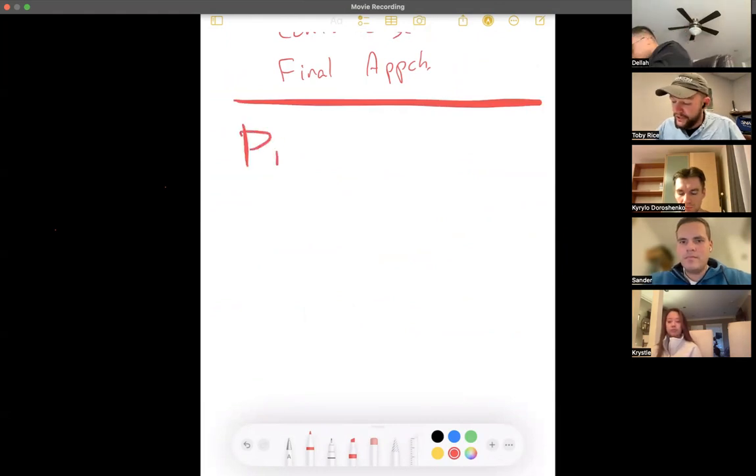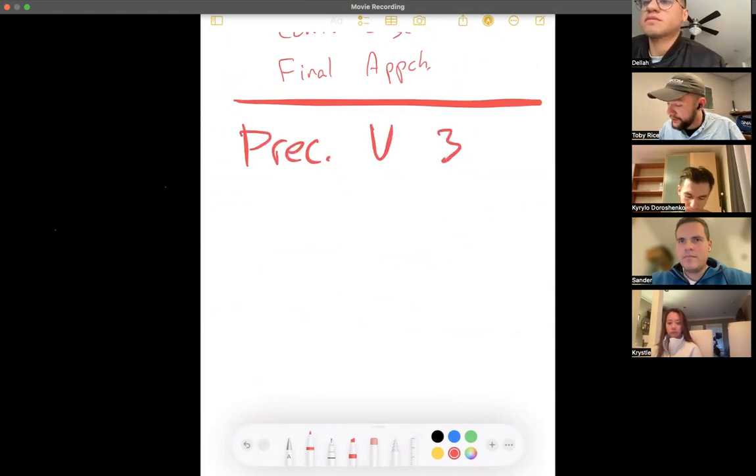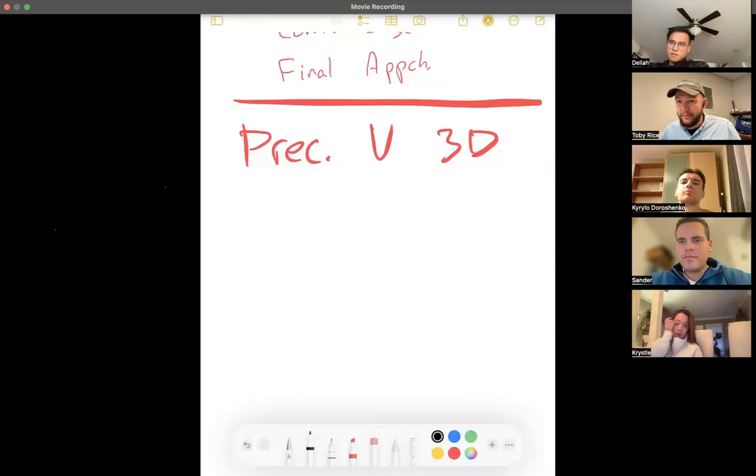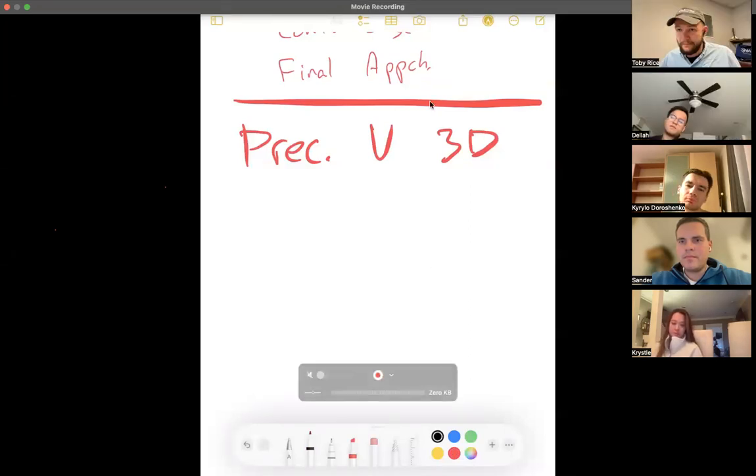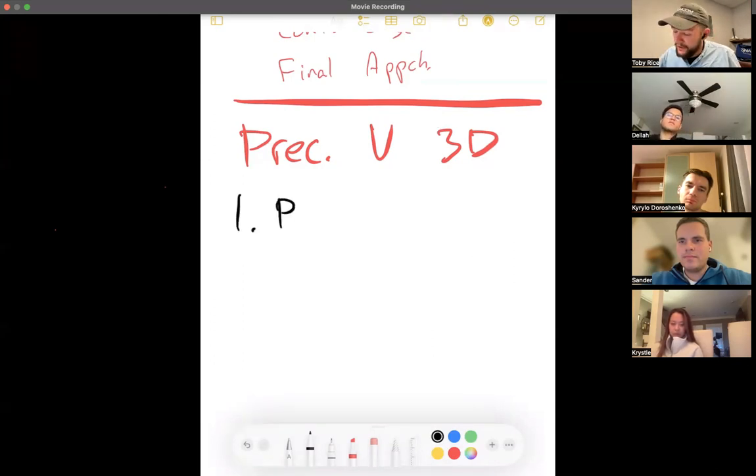Anyway, precision approach. So we're thinking vertical guidance, think 3-dimensional. What are the tips, right? Tip number 1 is going to be performance profiles.